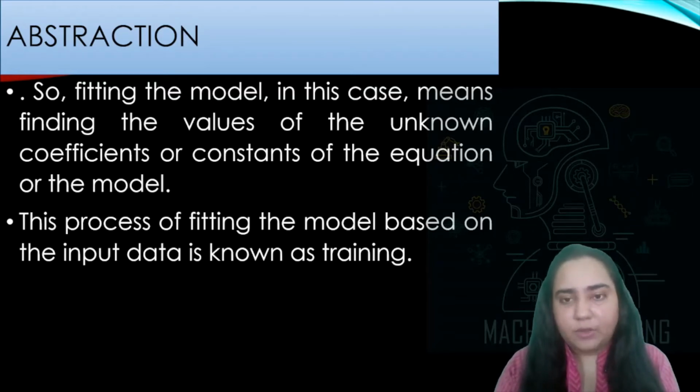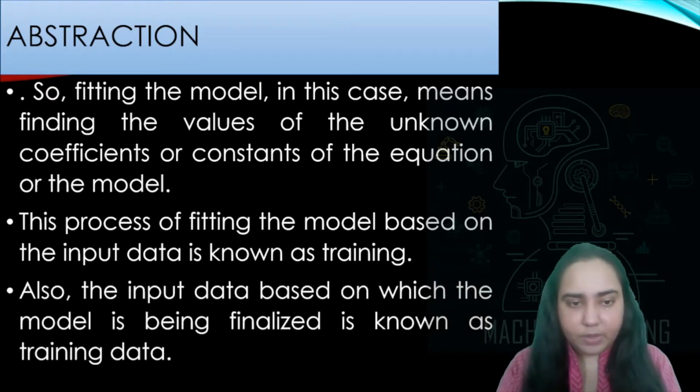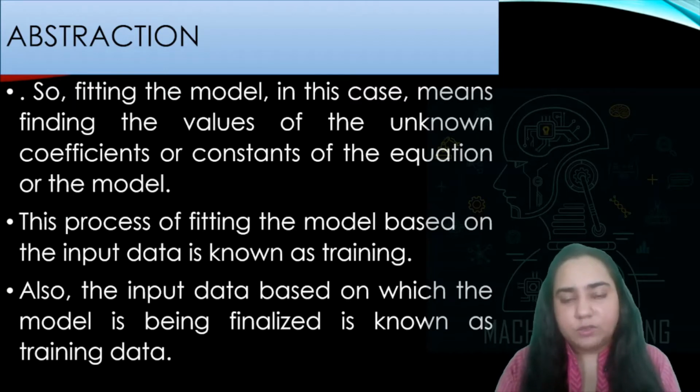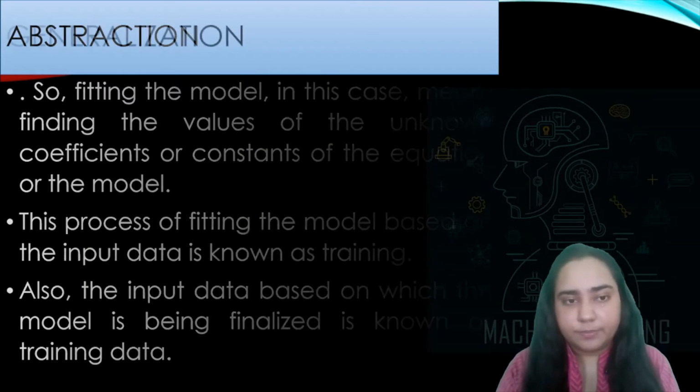So imagine having lakhs of data in your data set, and trying to fit all that, or representing all that, summarizing it with just one line. That's a very difficult process, and that's why it is known as training. Whenever you're trying to fit the model based on the input data, it is called training. Also, the input data based on which the model is being finalized is known as training data. Most of the time, we split our input data into training and test data. The data which we are using for training the model to fit the model is known as the training data, and that is abstraction.